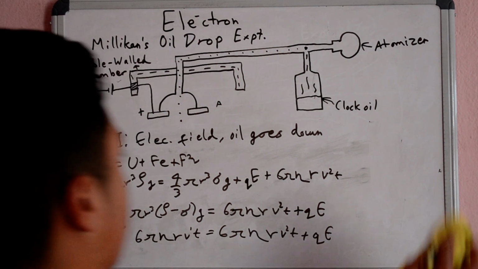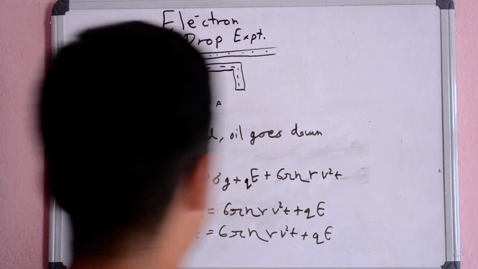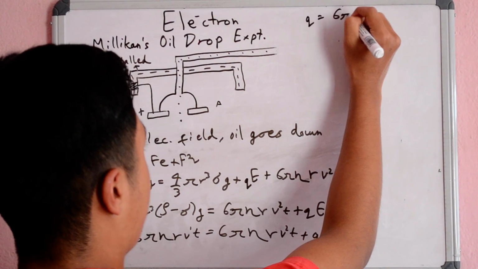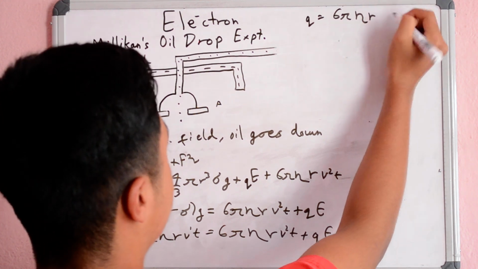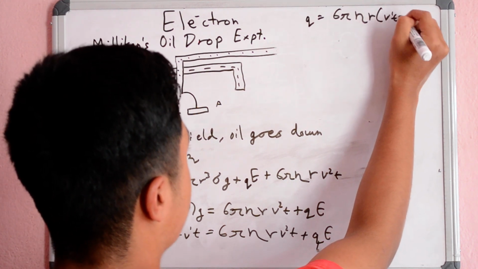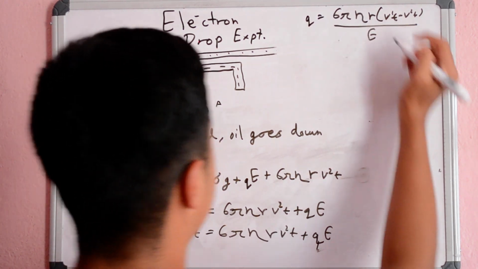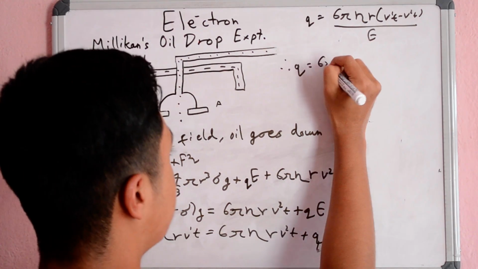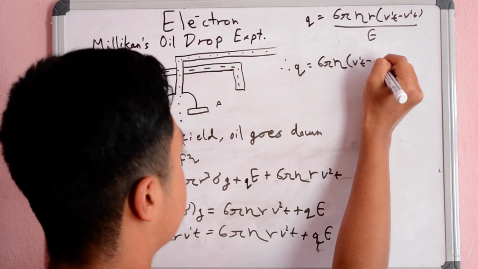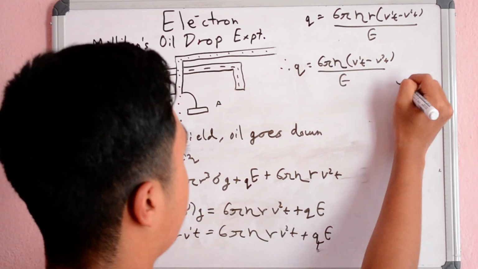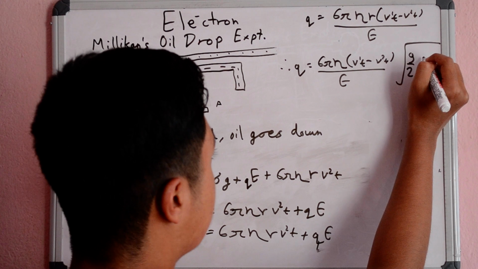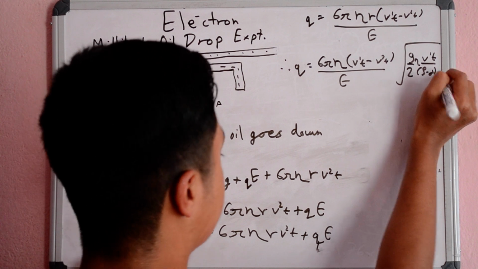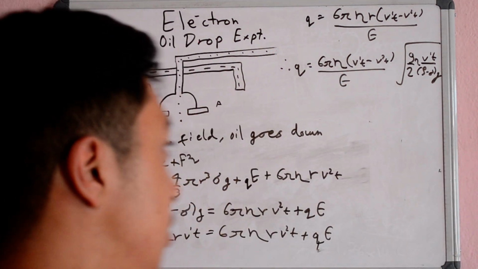So in fact, I'll rub some of this out. In fact, this just becomes charge equals 6 pi eta r (terminal velocity 1 minus terminal velocity 2) whole by electric field. Therefore, charge is equal to, well, we find the relation or the equation for radius. So 6 pi eta (v1t minus v2t) by E multiplied by the square root of 9 by 2, the terminal velocity 1, eta also here, by (rho minus sigma) g. This is how we find the charge.